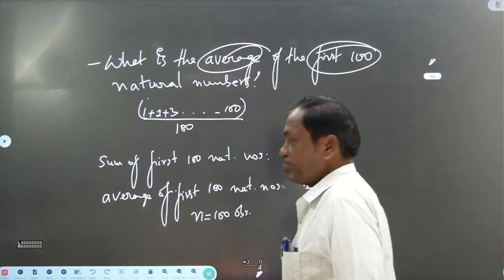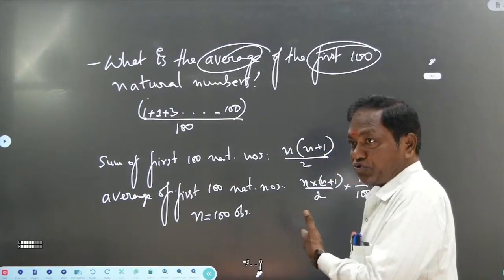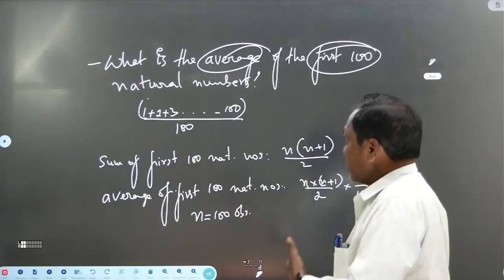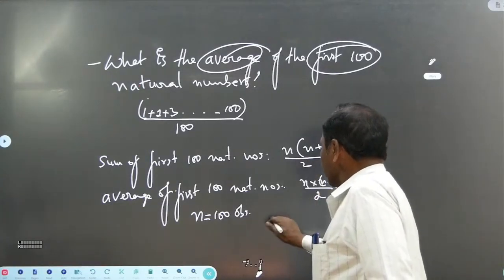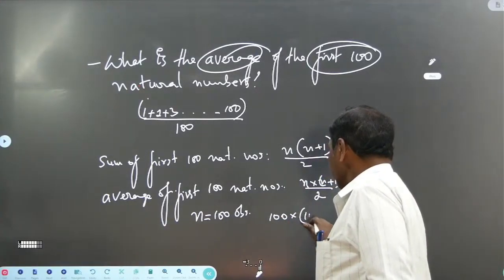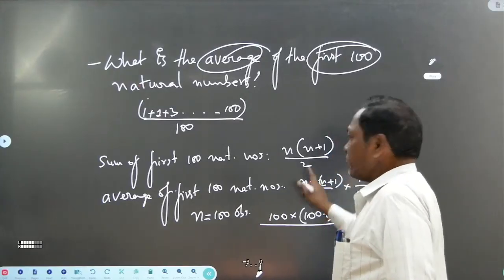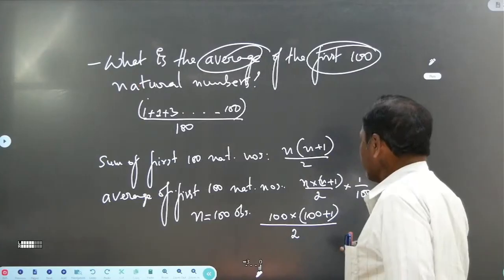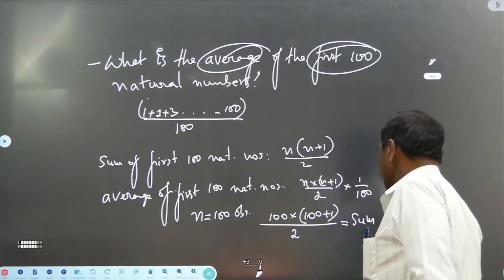100 observations. Okay, so you know this also. I don't say you don't know, but it is my duty to explain this. 100 number of observations, and now what is n? n is 100. n into n plus 1 divided by 2. How much will it come? You will get the sum of 100 numbers.